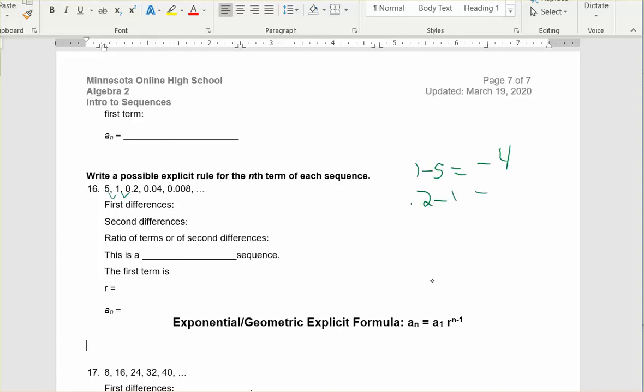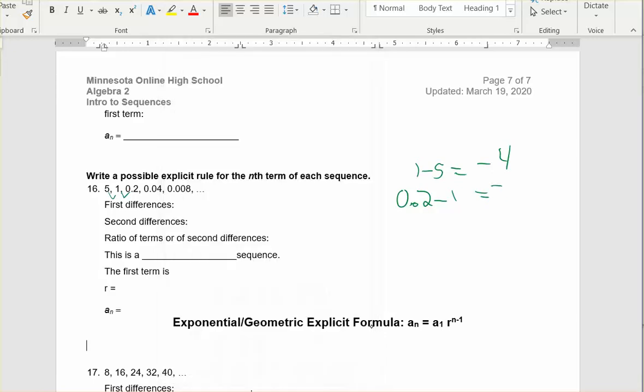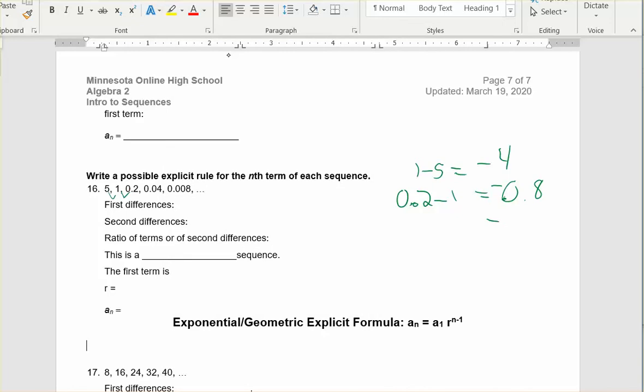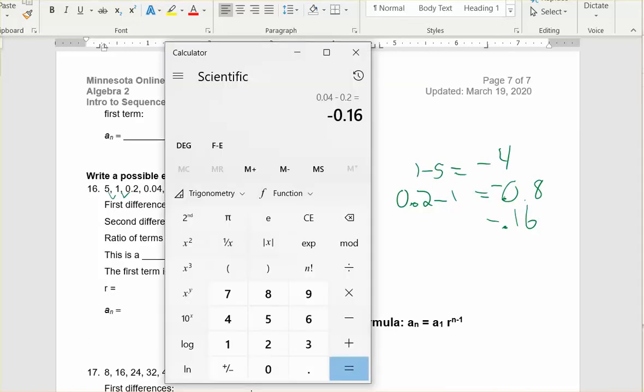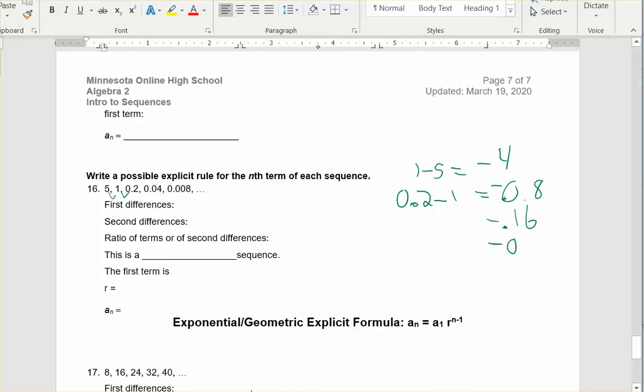0.2 minus 1 equals -0.8, and then we would take 0.04 minus 0.2, and we get -0.16, and then our last one would be 0.008 minus 0.04. Okay, so these are the first differences.